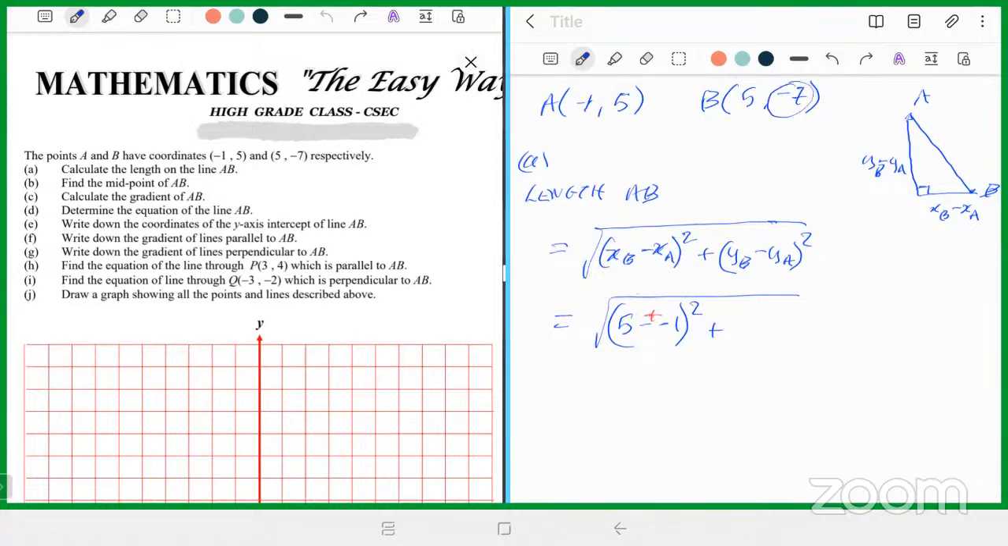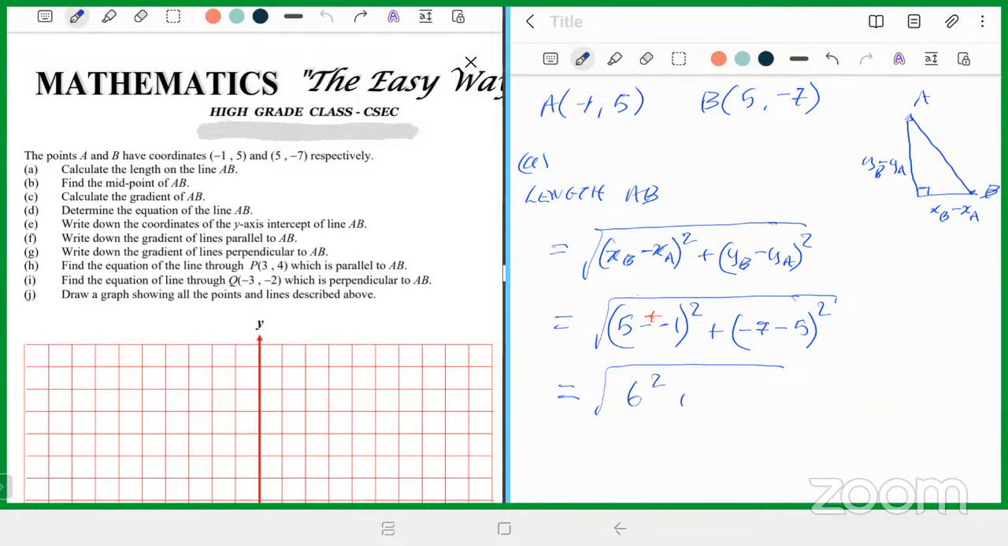So we're going to use this y value minus this y value. So that then is -7 minus 5 squared, because this y value is -7 minus this y value is 5. All right, so that's what we're working out. So this reduces to the square root. This becomes 6, so it becomes 6 squared plus, inside here is -12, -12 inside the bracket squared. When you square this -12, it's going to become a positive number.